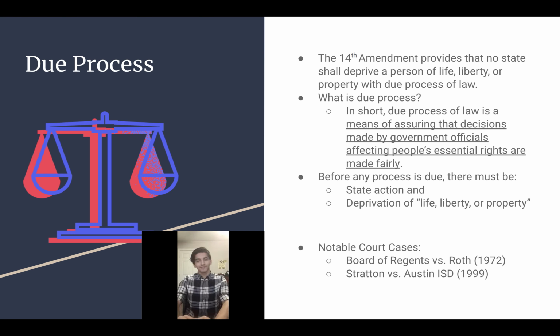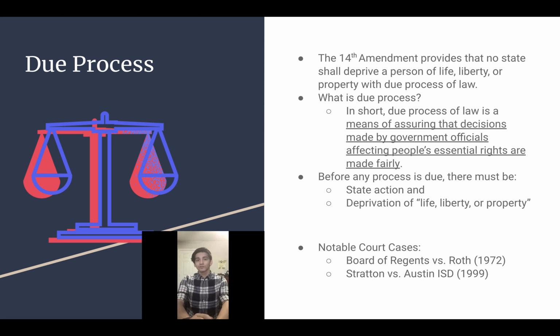Some notable court cases that involve due process include Board of Regents versus Roth in 1972 and Stratton versus Austin ISD in 1999. In the former, the Supreme Court ruled that teachers have a protectable 14th Amendment property right in continued employment if state law gives them a legitimate claim of entitlement to it. And so, we have to look at state law to determine what that legitimate claim is.